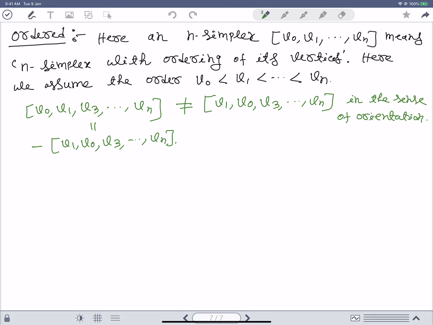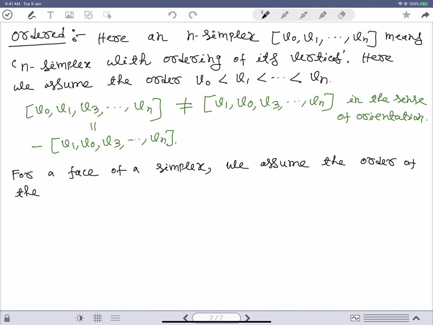Okay, anyway, we shall see this later, right? Don't worry about that. For the time being, just assume that whenever you have an n simplex, if we write it as v0, v1 up to vn, then you should remember that we have an ordering, and this ordering is v0 less than v1 less than, and it is going up to vn. Fine. And also if we talk about a face of a simplex, we always maintain the ordering of the vertices of the larger simplex.